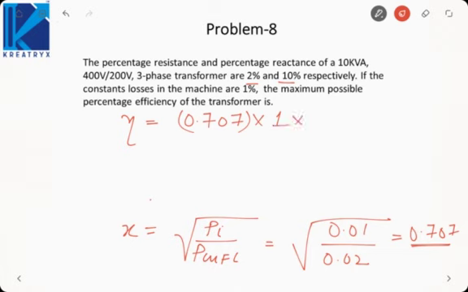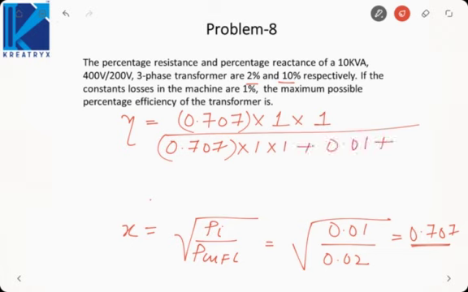For maximum efficiency, power factor will be taken as unity divided by 0.707 into 1 plus constant losses are 1%, that is 0.01, and under maximum efficiency, copper loss will be equal to iron loss, so it will be 0.01 into 100%. So this comes out to be 97.24%. So this is the maximum efficiency of the transformer.